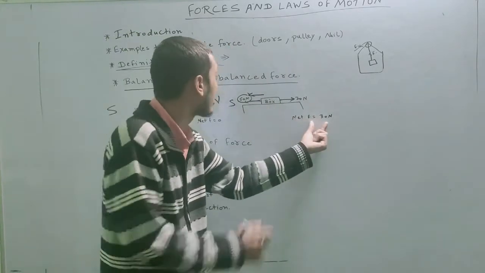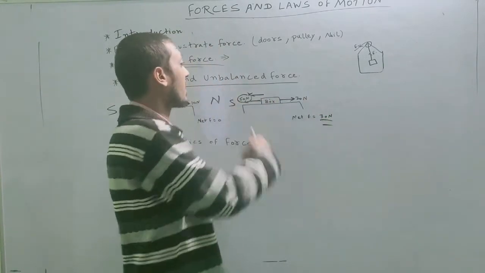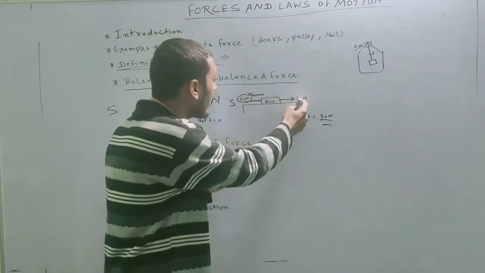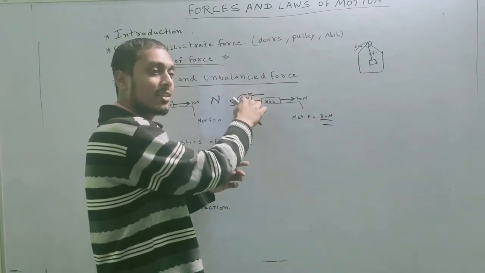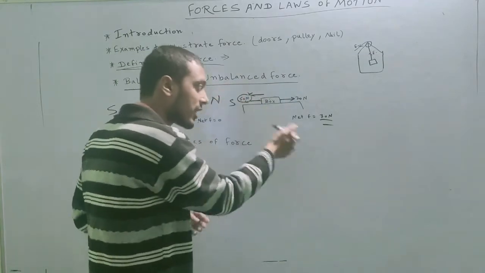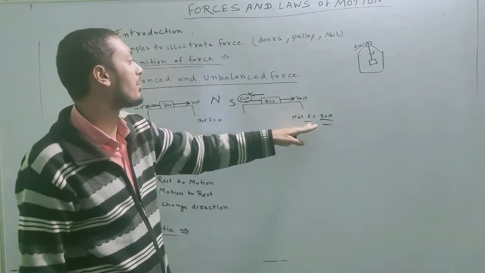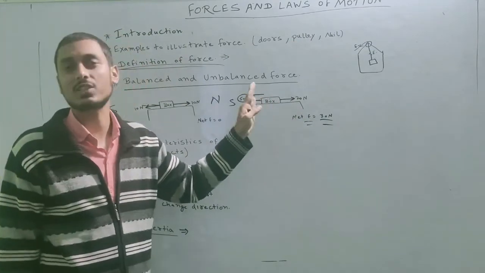Means net force equal to 50 minus 20 equal to 30. 30 Newton is acting in this direction. This 20 is cancelling 20 inside it. 30 is left. 30 Newton is acting in this direction. Therefore, net force is called 30 Newton in this. This is an example of unbalanced force.